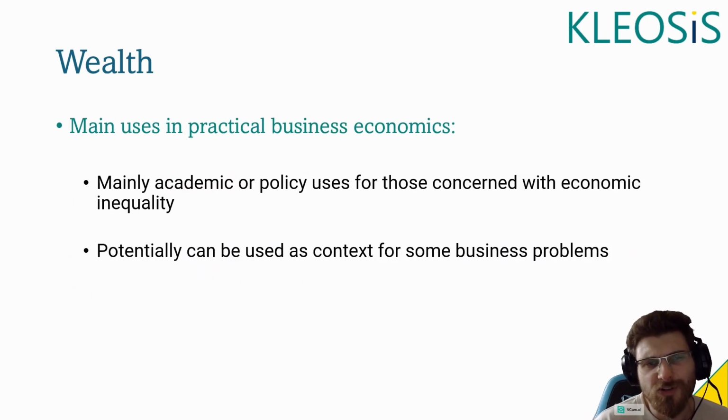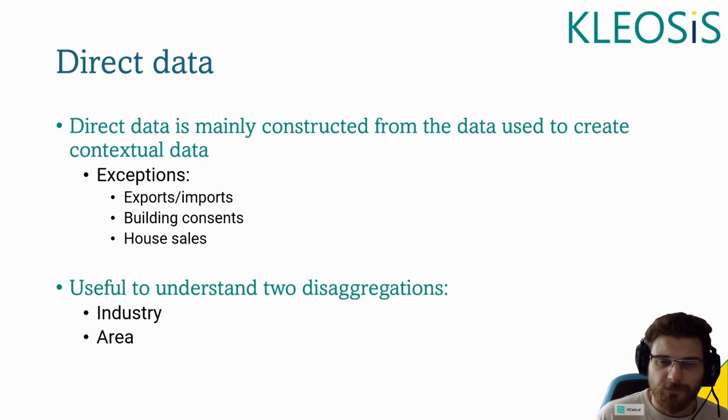So how would you use these wealth statistics in practical business decision making? Well, really this one's kind of tangential. It's just interesting to know. It is mainly policy and mainly academic, but potentially you could use it as context for some business problems. Particularly if you're in the NGO space, or you might be in the non-profit space, even charity, or maybe your business is just fundamentally concerned with wealth inequality, and then it could be useful as context for those sort of businesses. So that's the contextual data done.